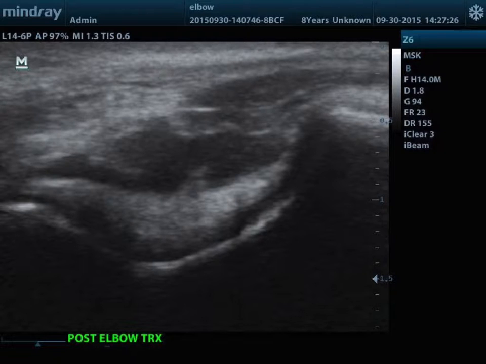If we look in the transverse view and draw a line along the olecranon fossa posteriorly, and then identify the posterior fat pad, we see that it is again well seated in the olecranon fossa.